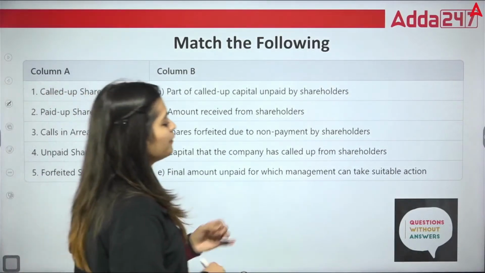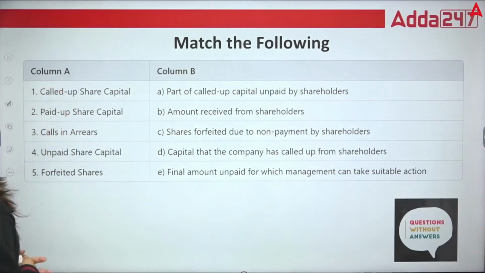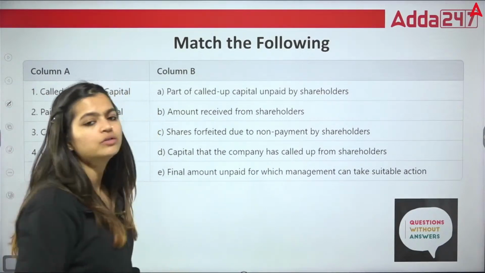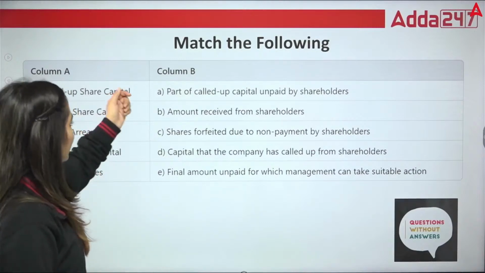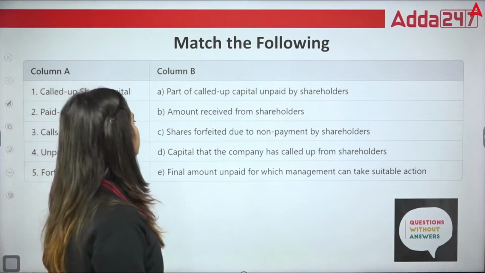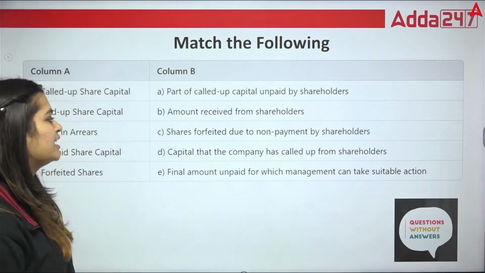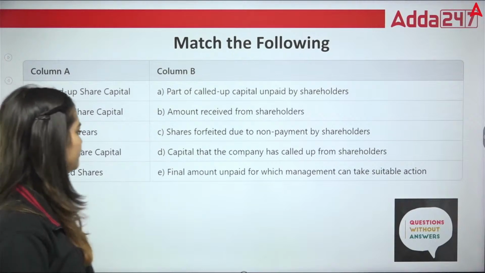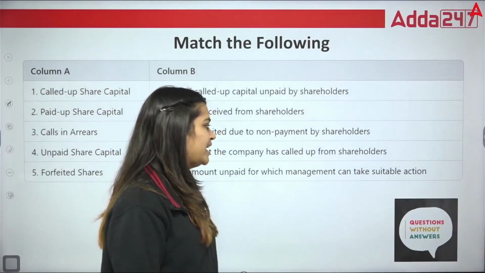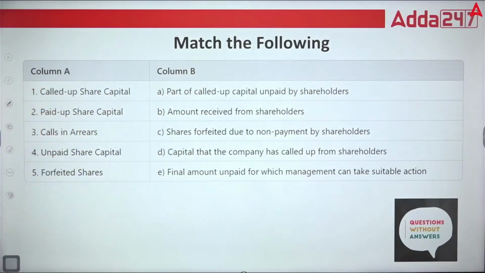Again, this is without options. Column A lists called up share capital, paid up share capital, calls in arrear, unpaid share capital, and forfeited shares. In column B they are giving some definitions. A, part of called up capital unpaid by shareholders. B, amount received from shareholders. C, shares forfeited due to non-payment by shareholders. D, capital that the company has called up from shareholders. E, final amount unpaid for which management can take suitable action. So in this, we need to match the following.